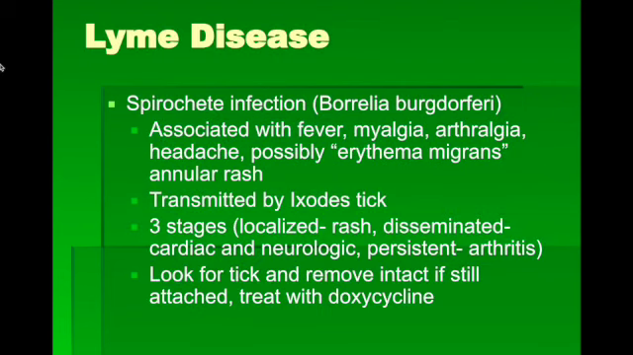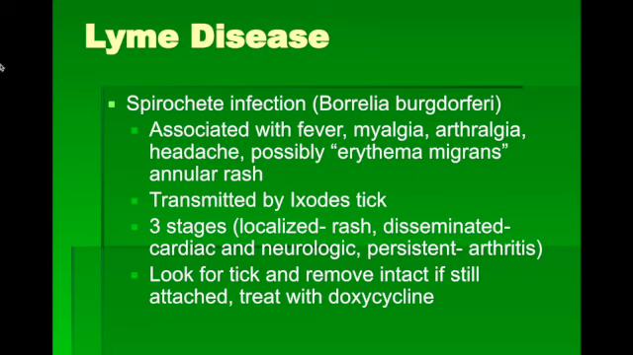Lyme disease is an interesting infection, and has gained a lot of popularity in the Northeast, discovered in Lyme, Connecticut. It's caused by the Borrelia burgdorferi spirochete, and typically patients will have systemic signs of infection like fever, myalgias, arthralgias, headache, and then they may have this erythema migrans rash, which is an annular rash, so a circular bullseye rash. This is transmitted by the Ixodes tick.